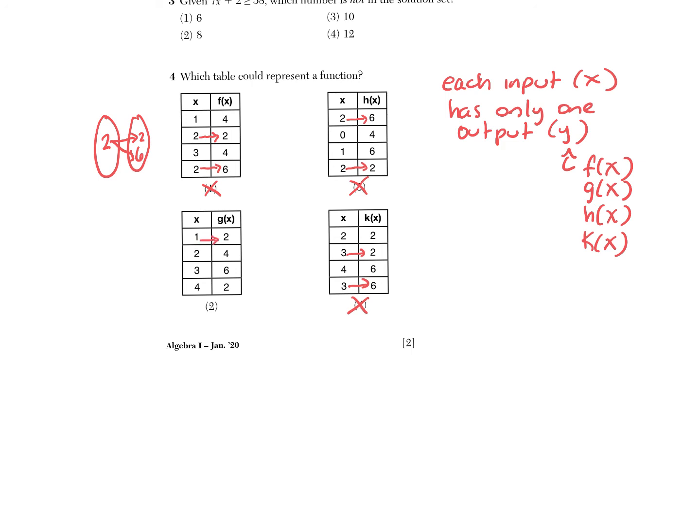1 has an output of 2, 2 has an output of 4, 3 has an output of 6, and then 4 has an output of 2. So everybody has their own output. Every time you have an x value, it goes to its own y value. So your choice would be 2.